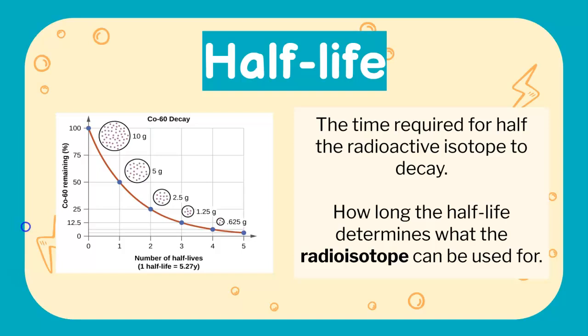Notice that per half-life, so after one half-life, it's half the amount of grams that it used to have. So at 0 half-lives, there's 10 grams. At 1 half-life, there's 5 grams. At 2 half-lives, there's 2.5 grams. So it's half of the grams it used to be, not of the original mass.